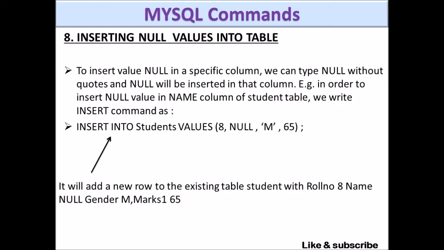In the previous slide we inserted values in all the columns. Suppose in some column you do not know the value, for example you don't know the name, so in that case we want to insert a null value in that column. To insert a null value in a specific column we can write NULL, N-U-L-L. Null means an unassigned value. So we can write a command like this: insert into the table name values, and for example the roll number is 8 and we don't know the name, so we write null. 8 is the roll number, null is the name, then male and 65.